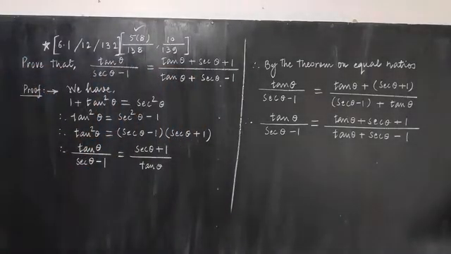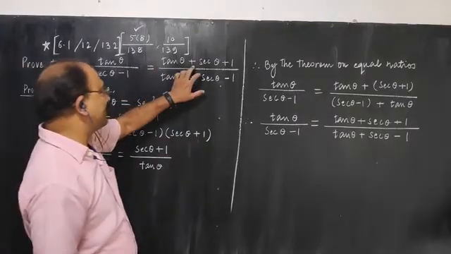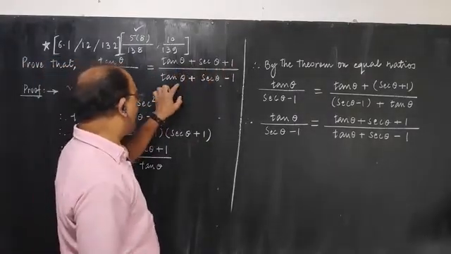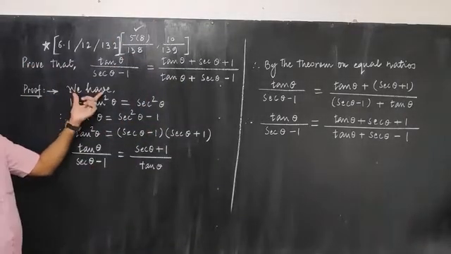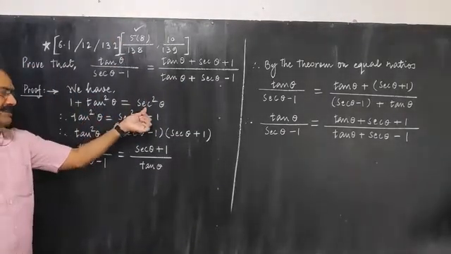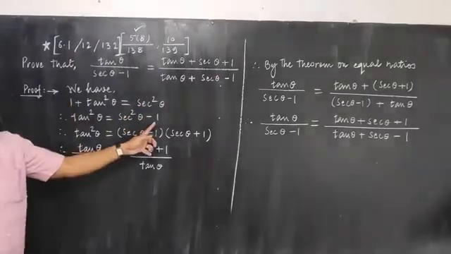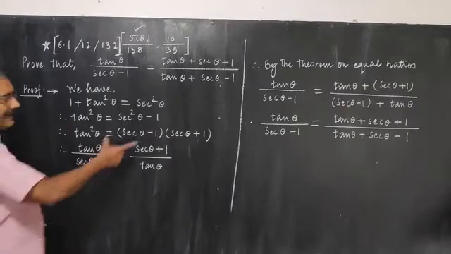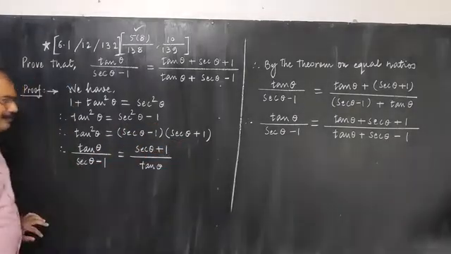Now, the question says prove that tan theta upon sec theta minus 1 is equal to tan theta plus sec theta plus 1 upon tan theta plus sec theta minus 1. Okay. We know that 1 plus tan square theta is equal to sec square theta. This is the formula. I have transferred 1 to the right side. It becomes minus 1. And then I have factorized this as sec theta minus 1, sec theta plus 1.